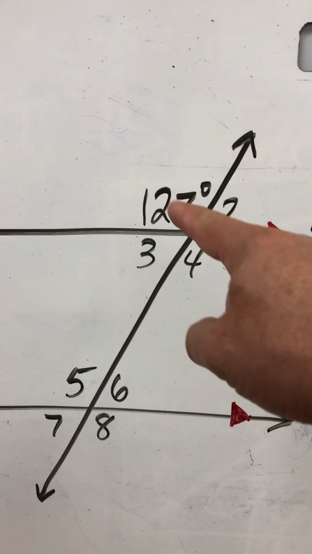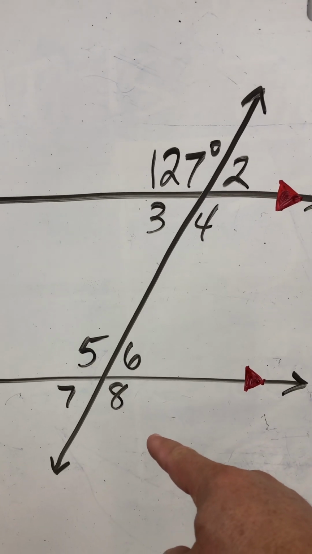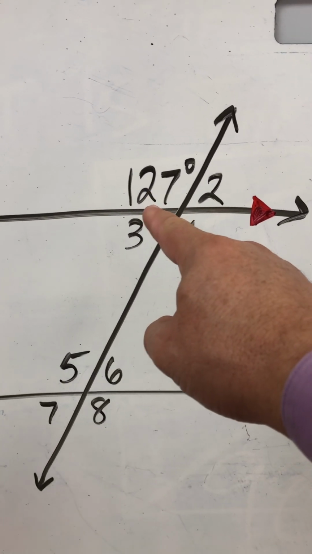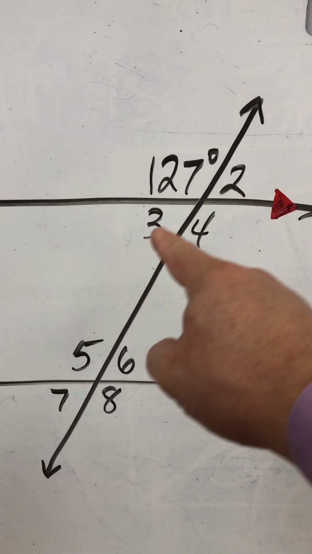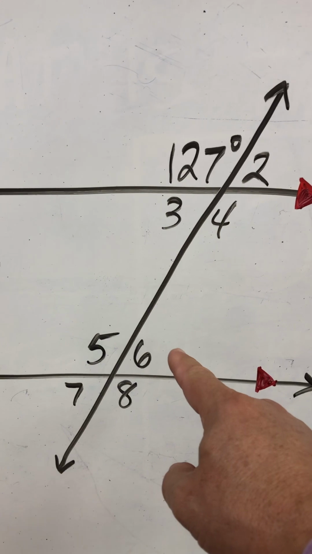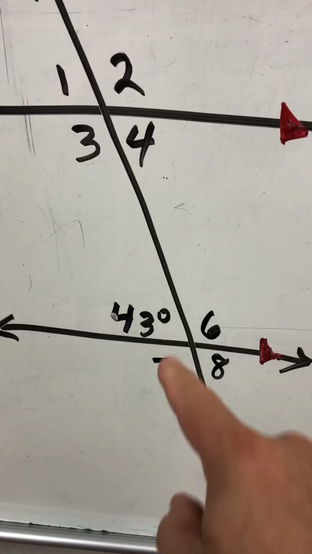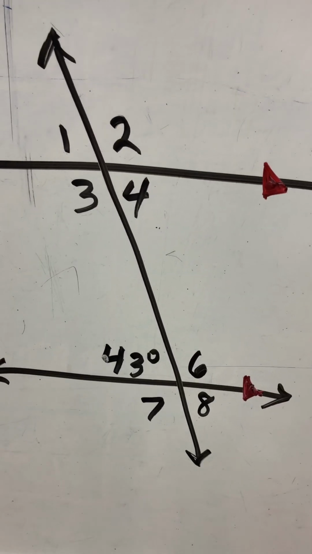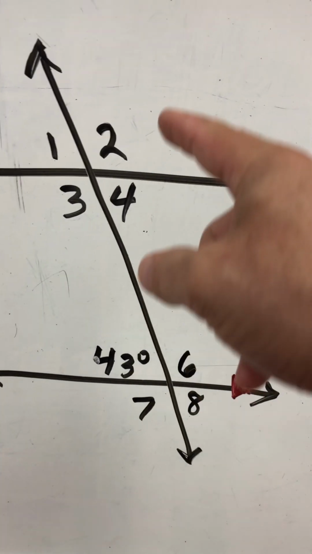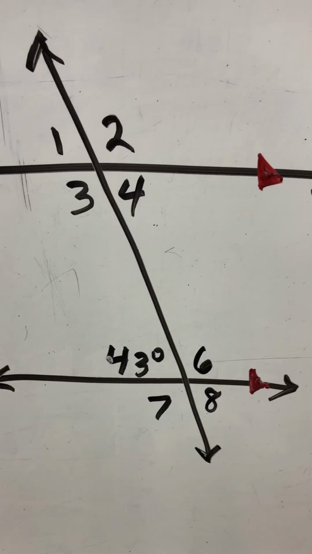If this is 127, this is 127, this is 127. And if this guy's 127, then this guy's going to be 53. This will be 53 all around. Easy. This is 43, and then this one will be 137. Okay.